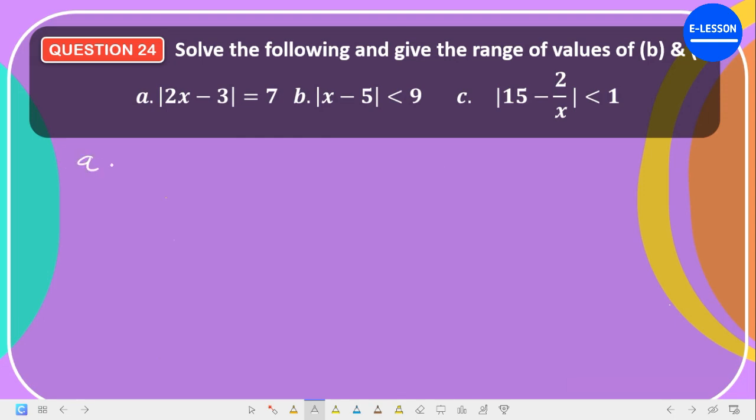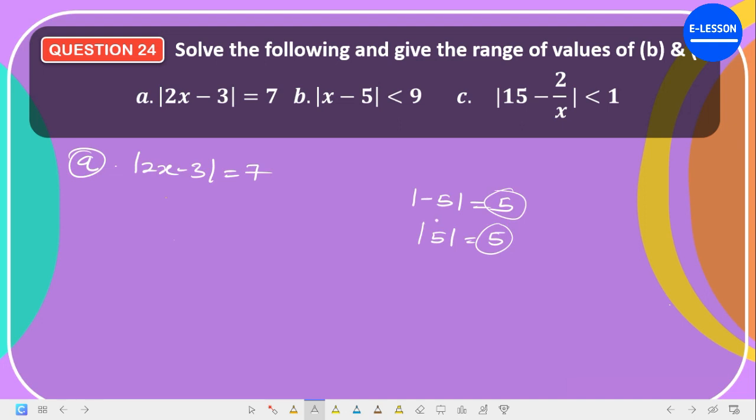Now, the first one given to you is the absolute value of 2x minus 3 equal to 7. When you talk about absolute value, what do we mean? If they say, what is the absolute value of minus 5? It equals 5. The absolute value of 5 is also equal to 5. Can you see any resemblance here?